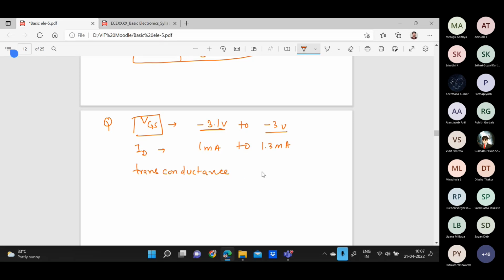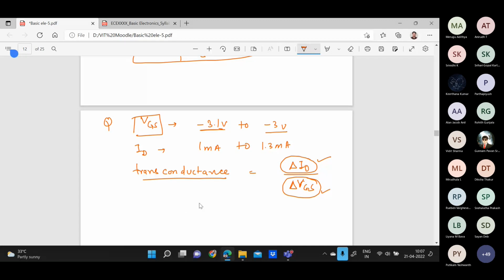Transconductance for the case of JFET is denoted by the change in the drain current divided by the change in VGS. That means if you are changing the input, what variation you are getting in the output current is the transconductance. It's just reciprocal to your resistance, you can say. Because resistance is VGS by ID, while this is the change in the drain current by the change in the input VGS.